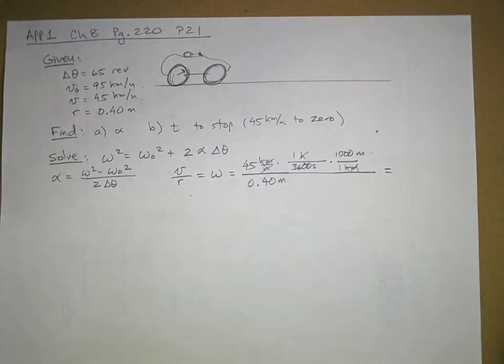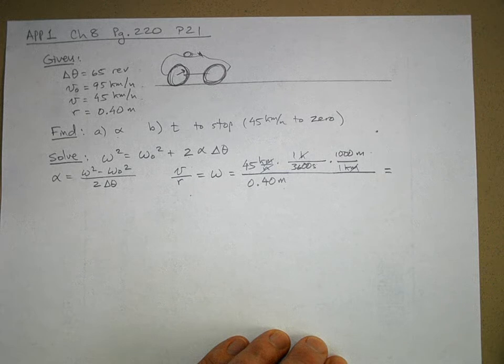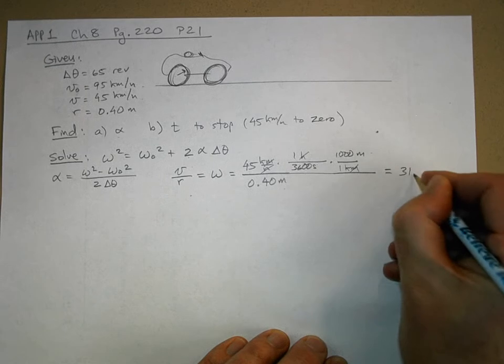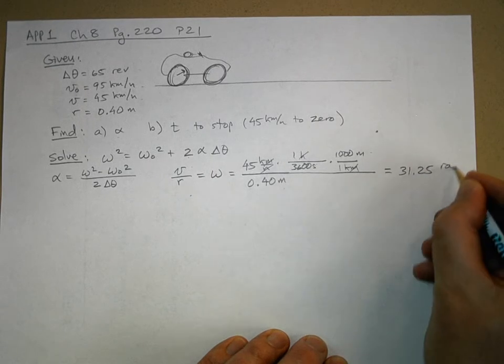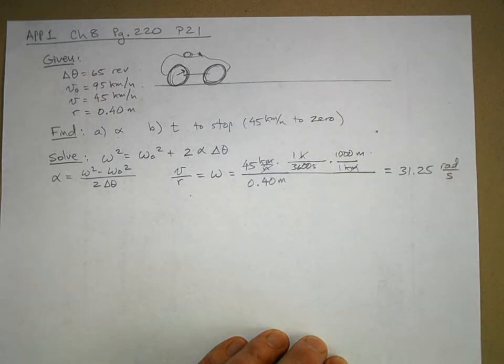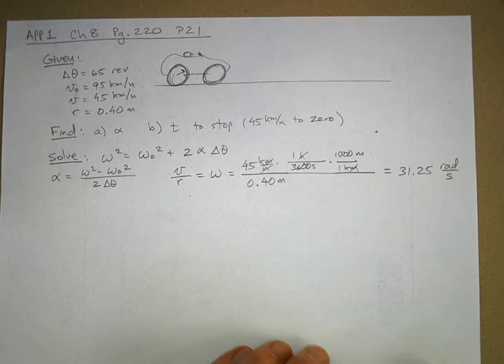So that's going to be 45 divided by 3,600 times 1,000. That's 12.5. I'm going to divide that by 0.4, and I get 31.25 radians per second. You all agree with that? Okay. See, I had to go from the linear velocity of the car to the angular velocity of the wheel.